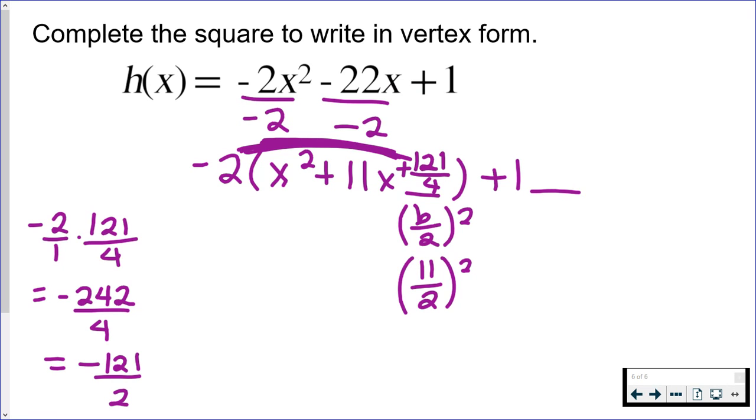I just took this -121 over 2 out of nowhere and put it into the equation. So in order to not change any other values, I need to put the opposite of that in the second space. The opposite would be positive 121 over 2. So if your number in the first space ends up equaling a negative, you need to put a positive in the second space.